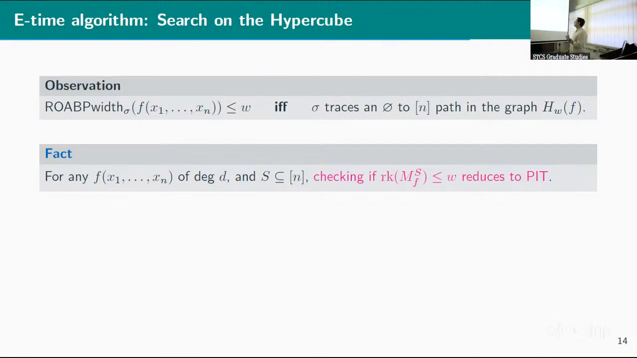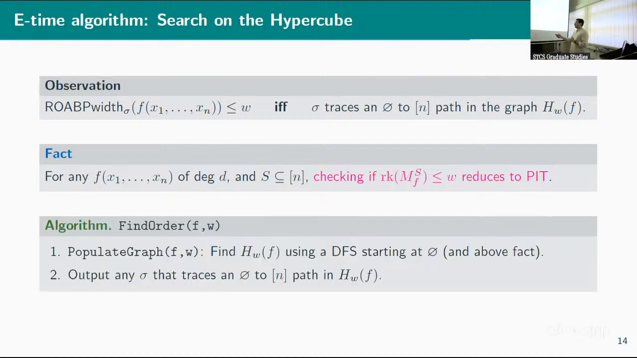Okay, and so slight technicalities. This is general PIT, not ROABP PIT, but if you know the order, there are some certainties here. It reduces to general PIT, but still the efficient Schwartz-Zippel case. So this gives the following algorithm. First, you can just populate the graph. The exponential time algorithm just goes over all subsets and figures out which vertices should be there in my subgraph. This gives you the graph H sub W, and then you just find a path in it.